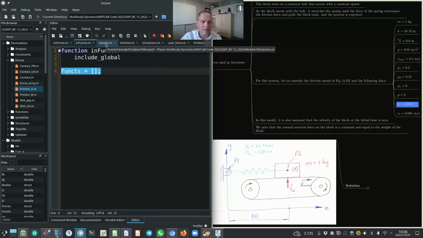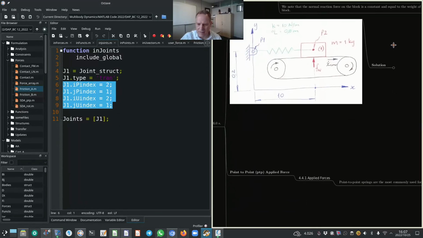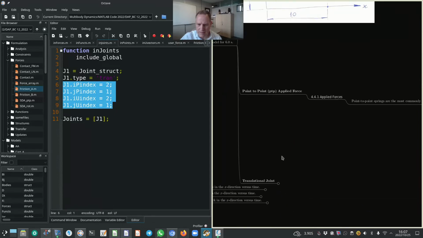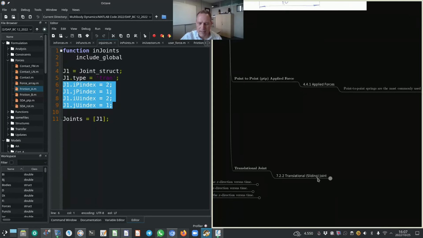The conveyor belt in joints, this is also something new. There is a single joint which is a translational joint. Okay, so let's just quickly look at how this translational joint is formulated so that we can understand the input parameters for this translational joint. Okay, so if I can scroll down a little bit, translational joint, and in order to explain translational joint, let's look at subsection 7.2.2.